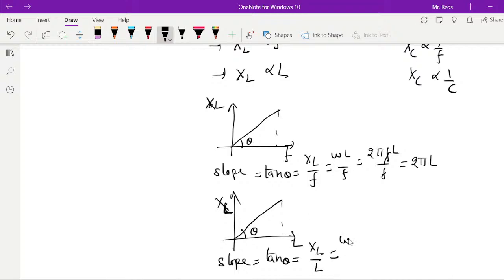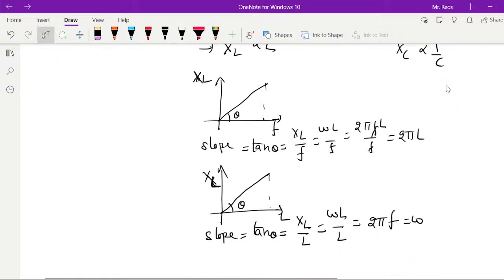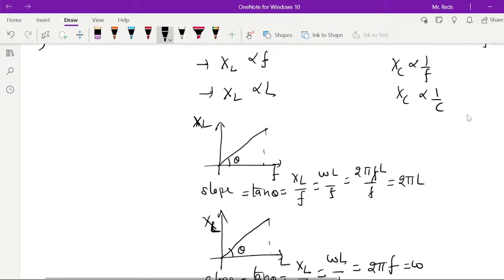But XL is what? Omega L by L. L cancels, you get omega, or simply 2 pi f. The slope of the XL versus L graph gives omega. It is nothing but angular frequency. That is what you have to understand. Right? So direct conceptual based questions will come based on this. Next point, similarly, the graphical relation between C and f, XC and C can also be understood. Here, let me draw simple, small graphs to represent those.